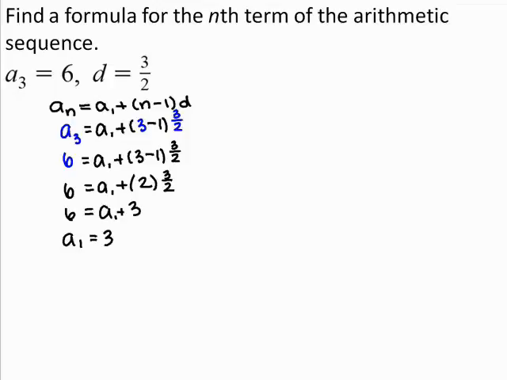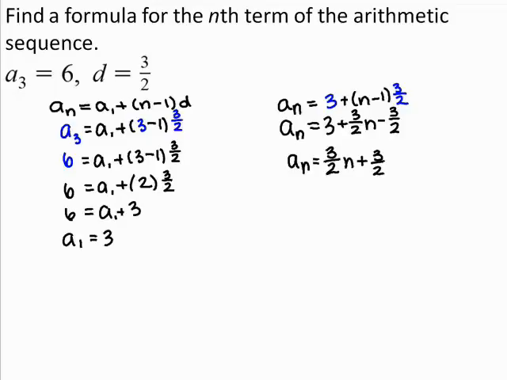Now that you know the value for a sub 1, you can substitute this value and the value for d into the formula a sub n equals a sub 1 plus the quantity n minus 1 times d. Simplify the quantity n minus 1 times 3/2. Simplify 3 minus 3/2. You find that the formula for the nth term of this arithmetic sequence is a sub n equals 3/2 n plus 3/2.